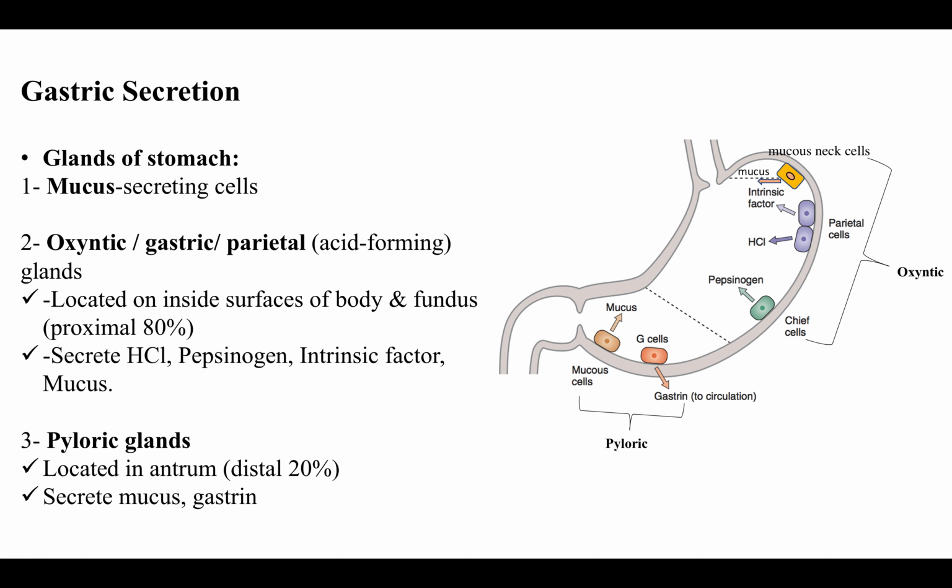These are located inside the surface of the body and the fundus, and they represent the proximal 80% of the stomach structure. The pyloric glands, which are located at the distal 20% of the stomach, secrete mucus from the mucus cells and gastrin from the G cells, and gastrin is secreted to the circulation. This is a hormone that will go to the circulation and cause a distal effect.